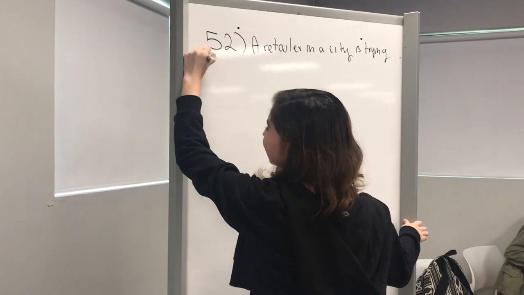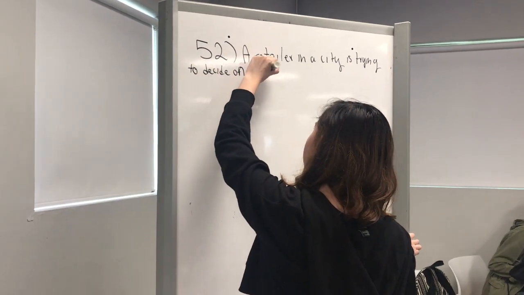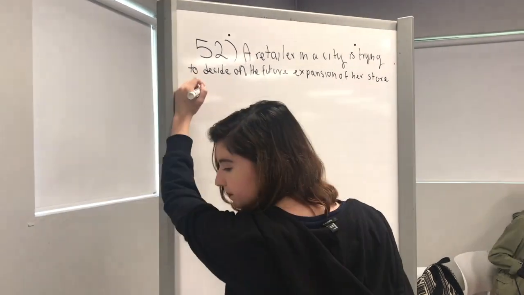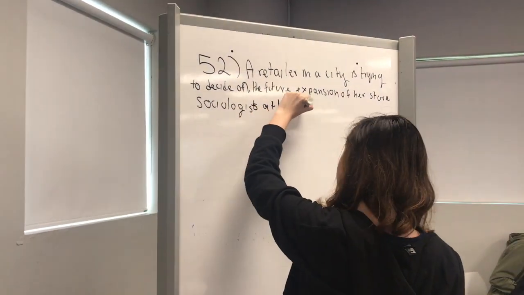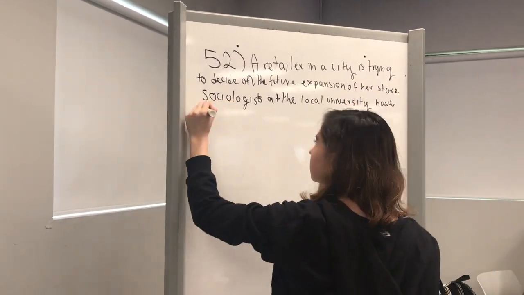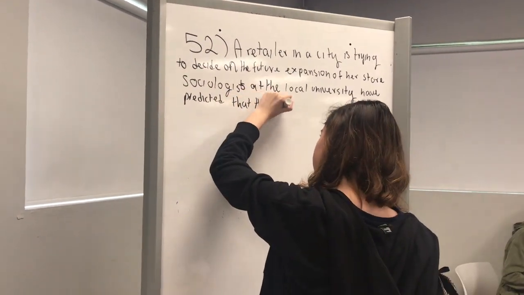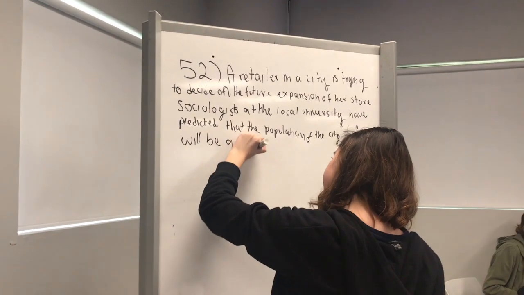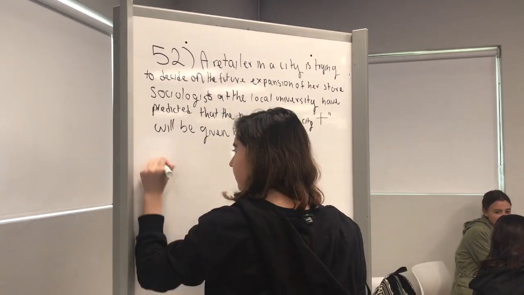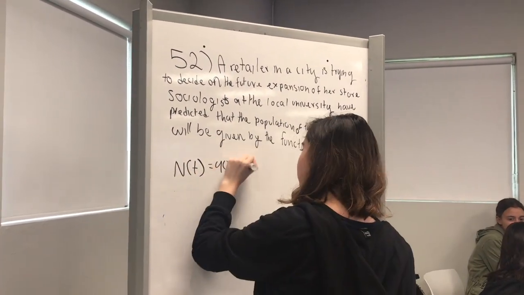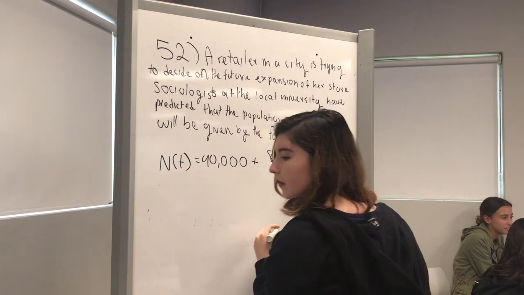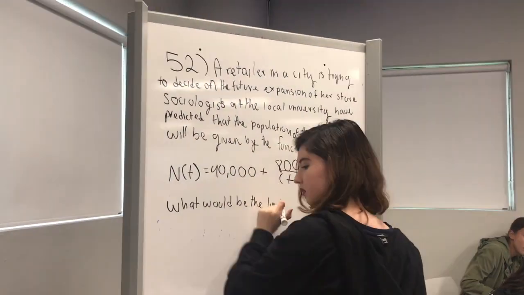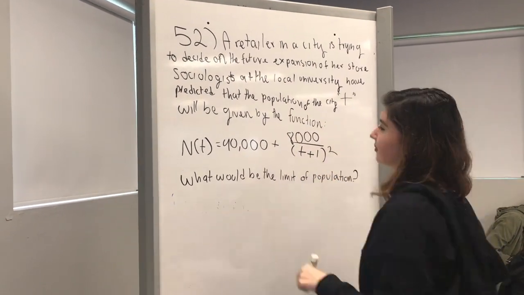Number 52 goes as follows. A retailer in a small city is trying to decide on future expansions of her store. Sociologists at the local university have predicted that the population of the city t years from now will be given by the function N of t equals 40,000 plus 800 over (t plus 1) squared. Based on this prediction, what is the lowest limit of the population?